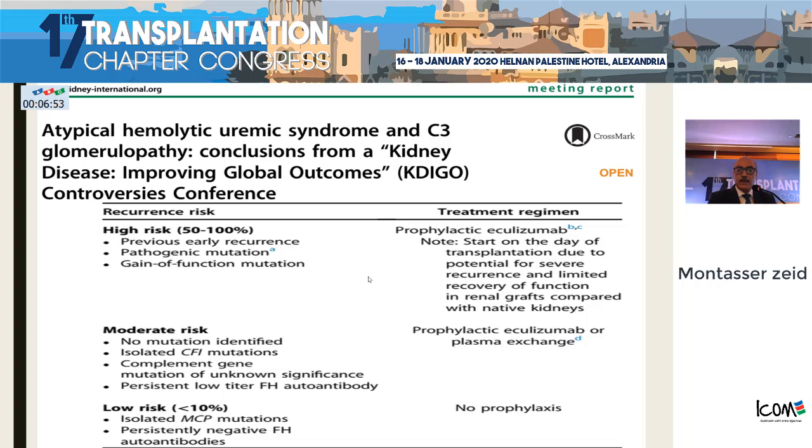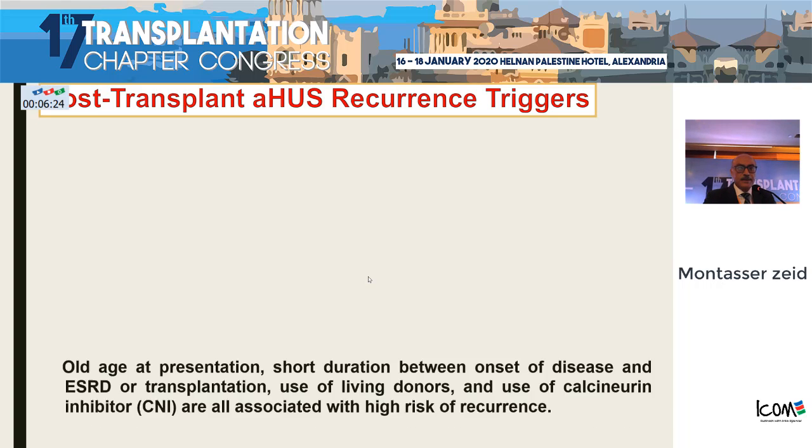Prophylactic eculizumab is essential. Start on the day of transplantation, due to the potential for severe recurrence and the limited recovery of function in renal grafts compared with native kidneys. If there is a moderate risk, use prophylactic eculizumab or plasma exchange. Low risk, no need for prophylaxis, which may be associated with patients with isolated membrane cofactor mutation and persistently negative family history and autoantibodies.